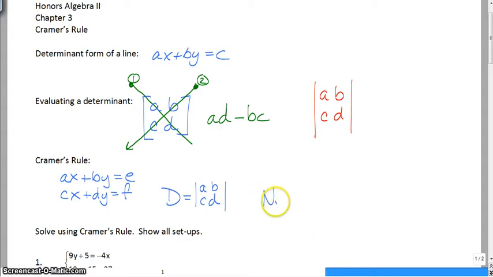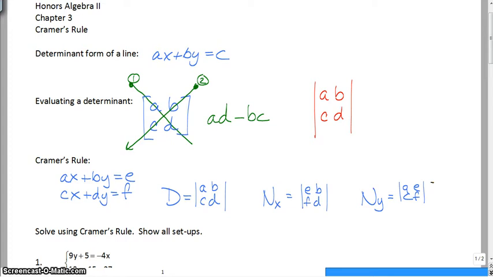The second one you do is your numerator for X. To do that, you replace the A and the C with your E and your F, because that's how we're going to find X. But then our Y coefficients, B and D, stay the same. And then finally, you're going to have your numerator for Y. Since we're finding Y, we replace our B and D, our Y coefficients, with E and F, and we leave A and C the same.